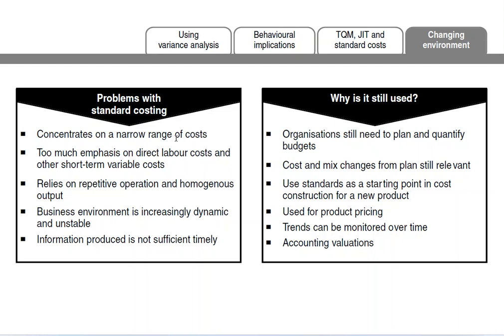Trends can be monitored over time. So using standard, we can see whether, remember, we regularly update standards. If there are massive variances, then we should update standard. And when we make standard every year, we could look at it over years, like we do that with historic standards. We look at the historic standard and we see where we were and where we are now to look at the trend. Accounting valuation, we could use standard costing to value our inventory.